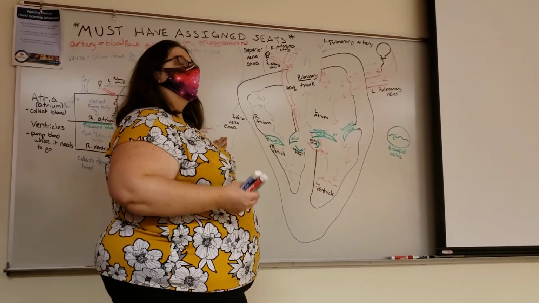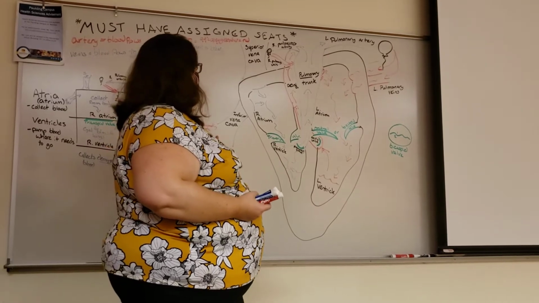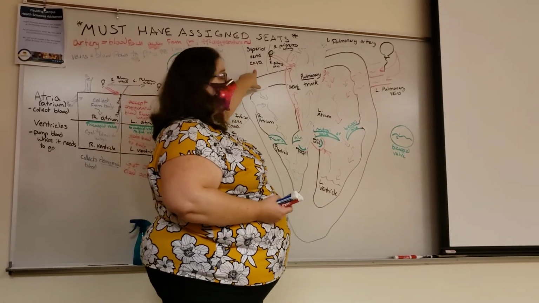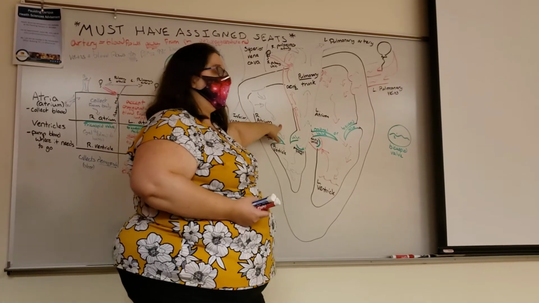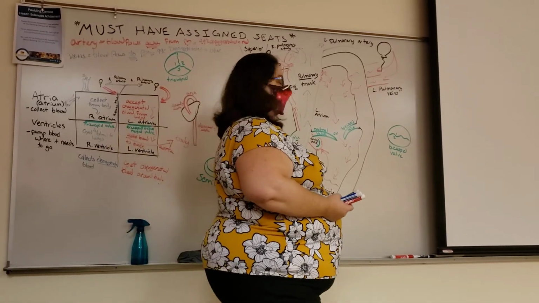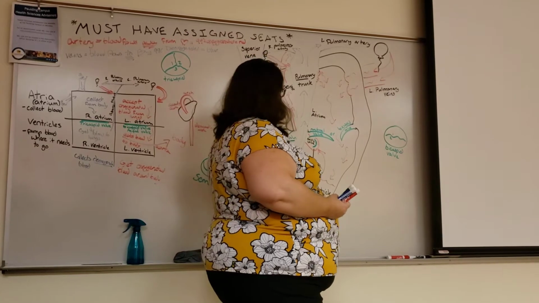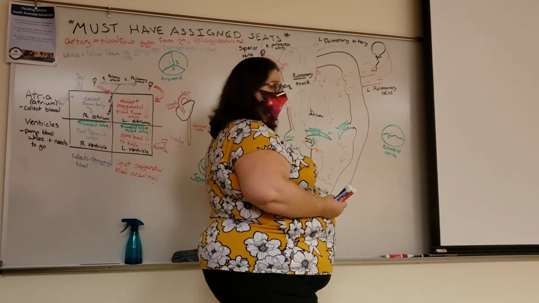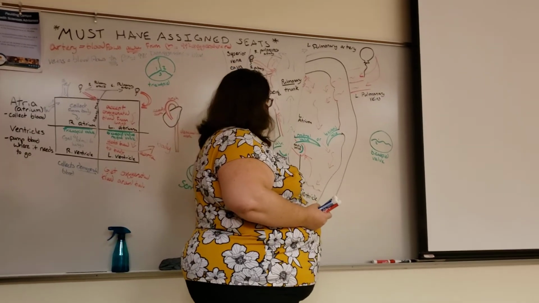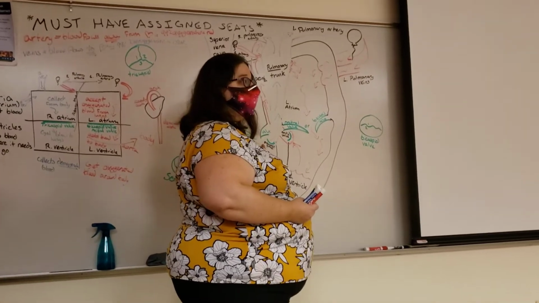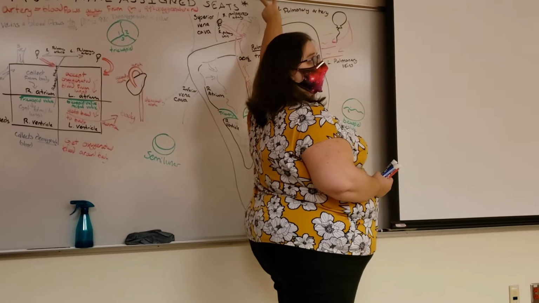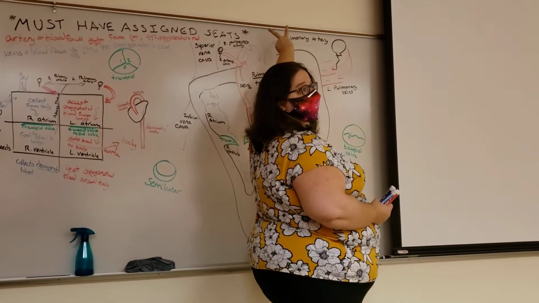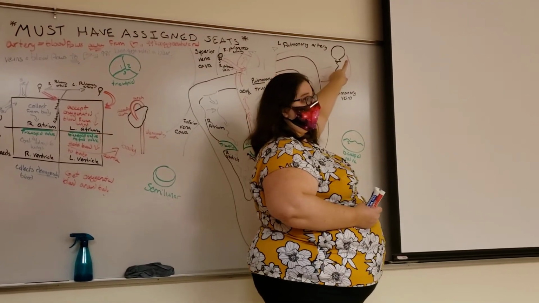Blood pumps back to your heart from your inferior and superior vena cavas to your right atrium, flows through the tricuspid valve into the right ventricle, past the pulmonary valve into the pulmonary trunk, splits left and right into your pulmonary arteries to go to the lungs.